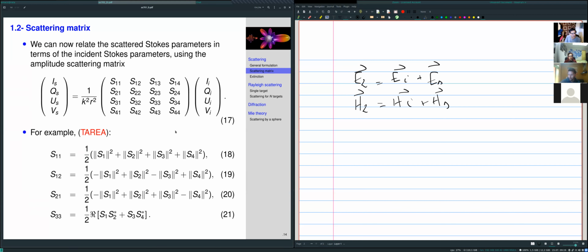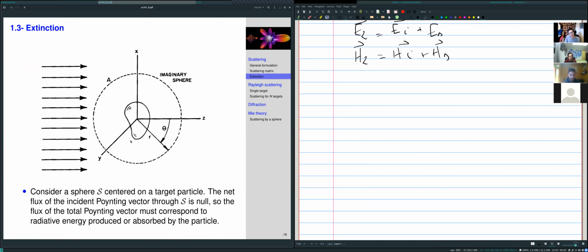We have incident radiation that's interacting with a particle here. Okay. Now, imagine that there's no particle. If there is no particle, the net flux of the incident radiation through this imaginary sphere is going to be zero, right? Because of symmetry, everything that comes in comes out. There's no sink and there's no sources. There's nothing inside the imaginary sphere. Okay.